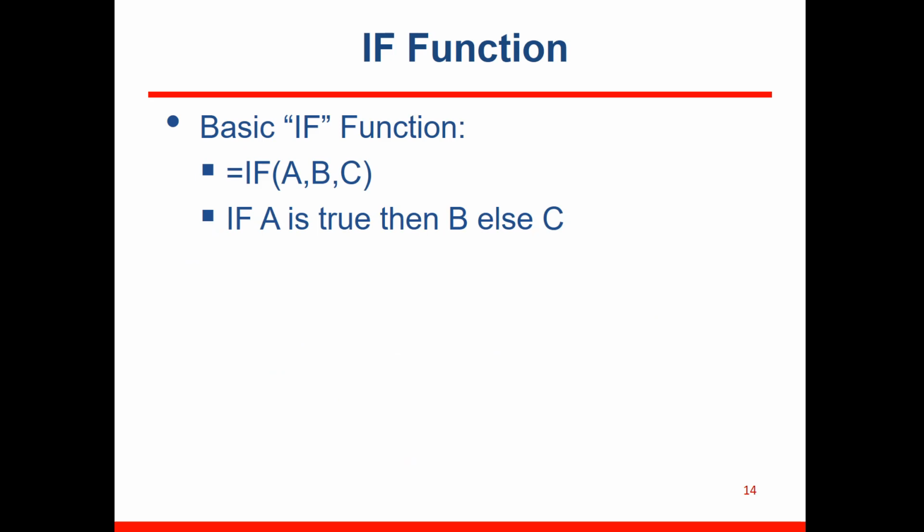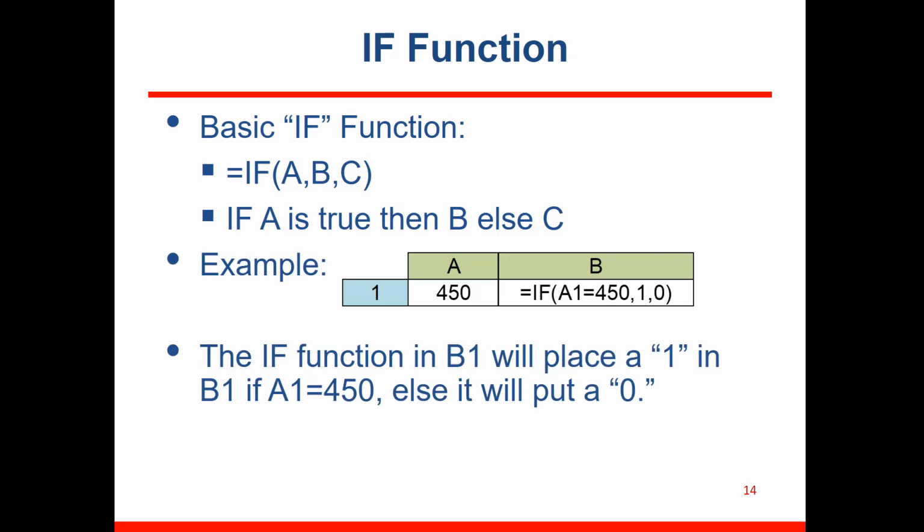There are occasions where what is placed in a cell may depend on another value or function. The IF statement can handle this. The basic form is if, then, else. If A is true, then B, else C. In this example, cell A1 contains the value 450. In B1, the IF statement reads equal IF, left paren, A1 is equal to 450, comma 1, comma 0, close paren. If A1 is 450 is true, then B1 will be 1, else it'll be 0.